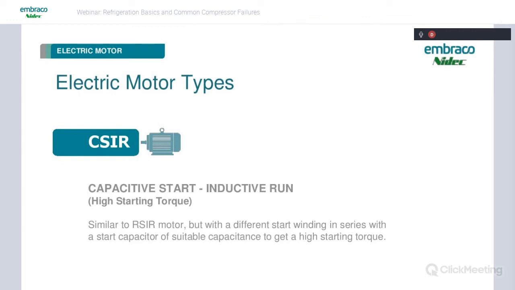And you're gonna see these used in systems that have TXV valves that don't equalize in the off cycle. You might see these spec'd out on an application where you have very short cycling of the equipment, or basically the pressures don't equalize well in the off cycle. So CSIR has an added start capacitor and a different start winding to give it high starting torque.